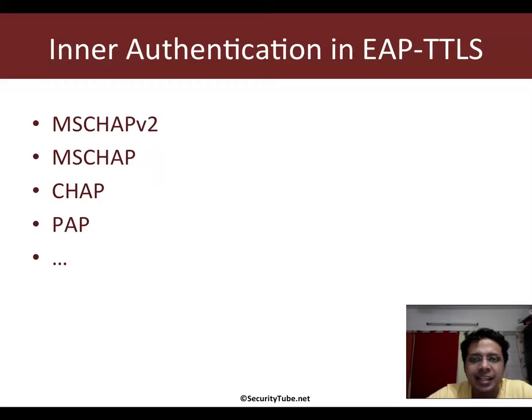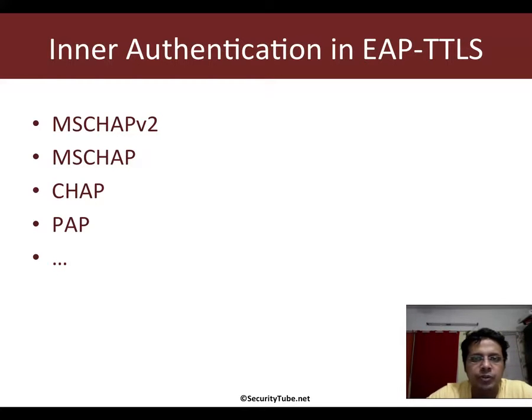So EAP-TTLS is actually similar to PEAP in the sense that first a TLS connection is created, a TLS tunnel is created between the client and the RADIUS server. Now inside that there could be multiple choices for the inner authentication protocols. Typically in the case of PEAP with Microsoft, you had seen that the inner authentication protocol was MS-CHAP v2. In the case of EAP-TTLS, we have multiple choices available which include MS-CHAP v2, the original MS-CHAP, CHAP and even PAP for that matter.